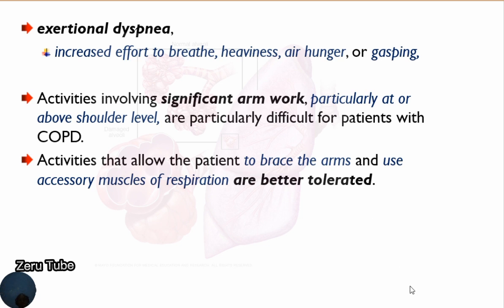So exertional dyspnea increases when the patient makes an effort of breathing. What is exertional dyspnea? It is increased effort to breathe, heaviness, air hunger, and gasping. Those are exertional dyspnea. Activities involving significant arm work, particularly at or above the shoulder level, are particularly difficult for patients with COPD.